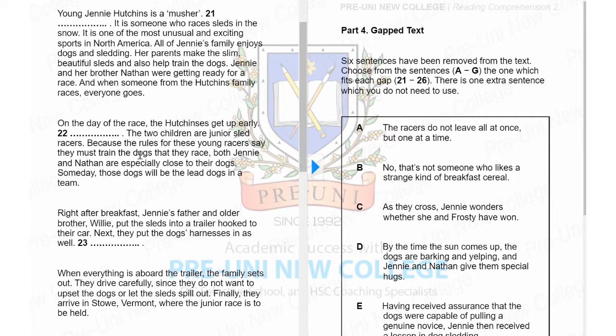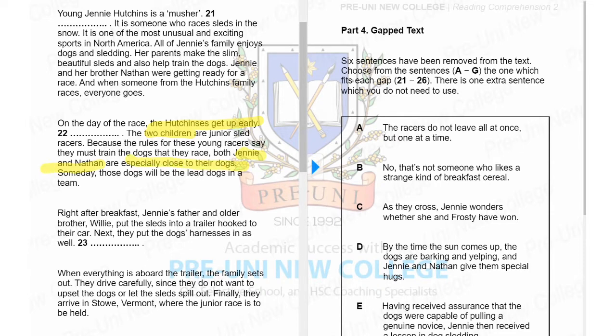Okay, so in this paragraph, the main idea seems to be what the Hutchinsons do to actually get ready for a race. So this passage is all about the routine they take, and they wake up early and they get the dogs ready and trained. So the blank here has to be focused on those main ideas: the Hutchinsons getting up early to get the dogs prepped, and it should also focus on the two children, Jenny and Nathan, and their bond with their dogs.